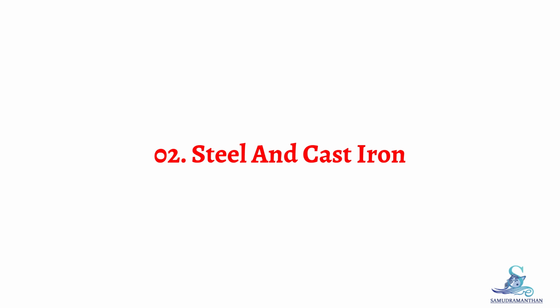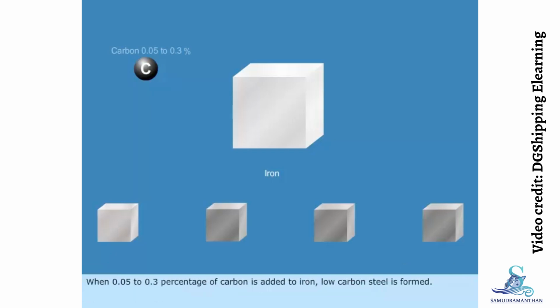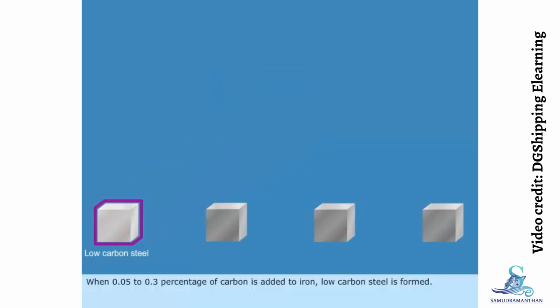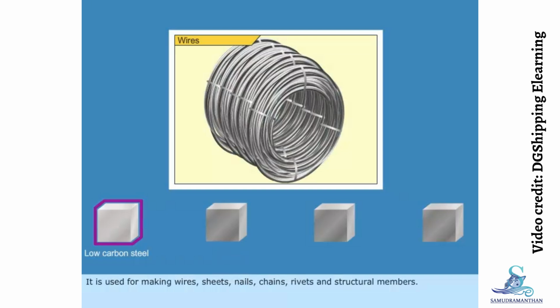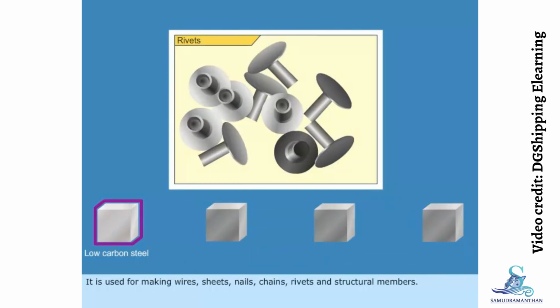Topic 2. Steel and cast iron. Steel is an alloy of iron and carbon. Pure iron is soft and ductile. Carbon is added to increase the strength of the iron. When 0.05 to 0.3% of carbon is added to iron, low-carbon steel is formed. Low-carbon steel is also called mild steel. It is used for making wires, sheets, nails, chains, rivets, and structural members.